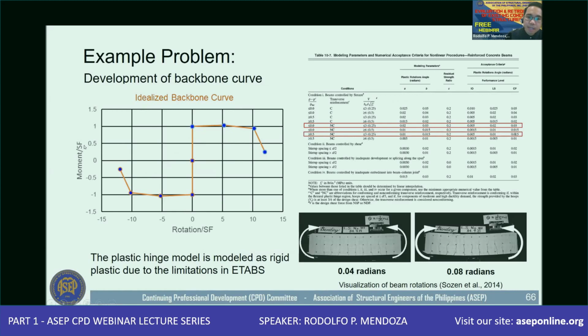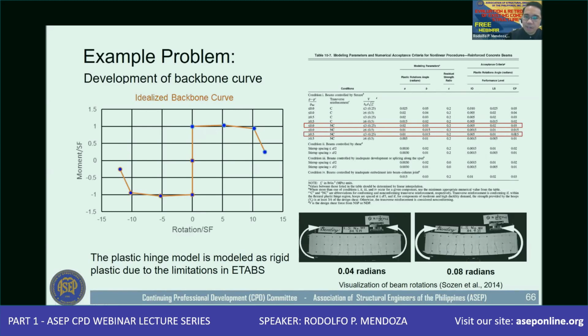moment. Now, of course, in modeling using nonlinear static analysis, you also need to input some of the acceptance criteria. And using these conditions, I selected a condition that is between the two, but instead of doing interpolation, I adopted the lower value in modeling the acceptance criteria.